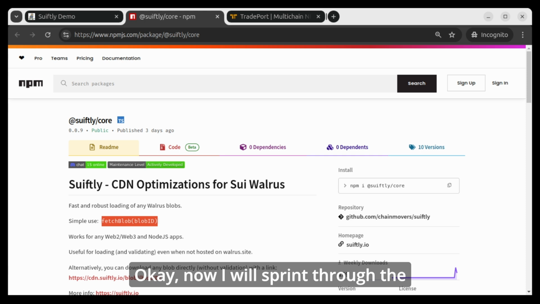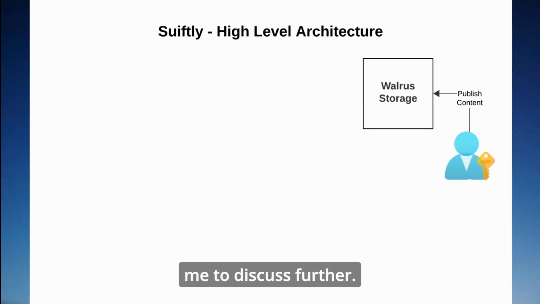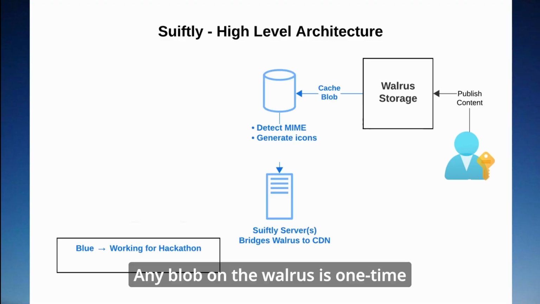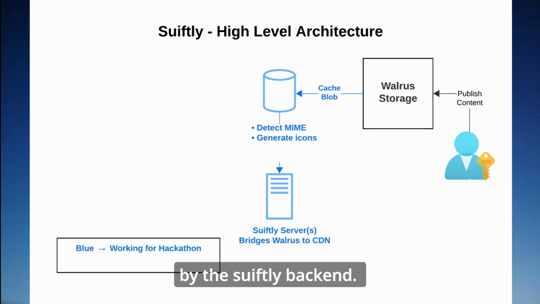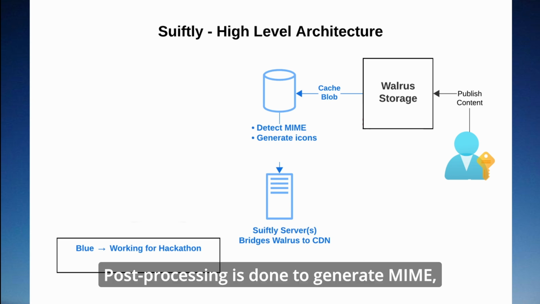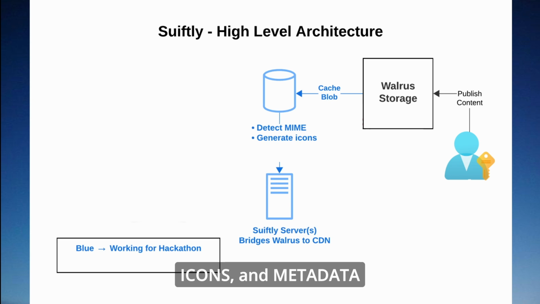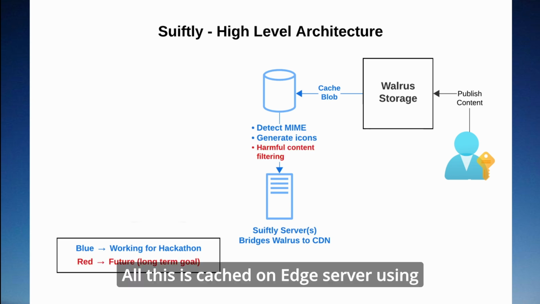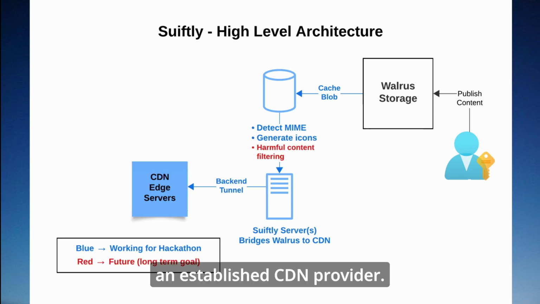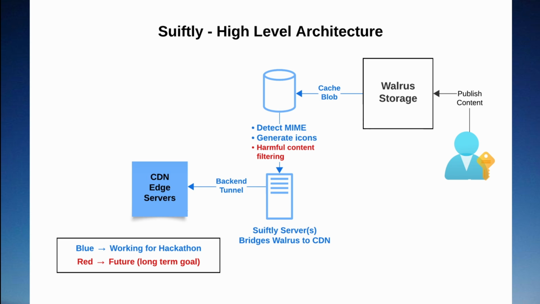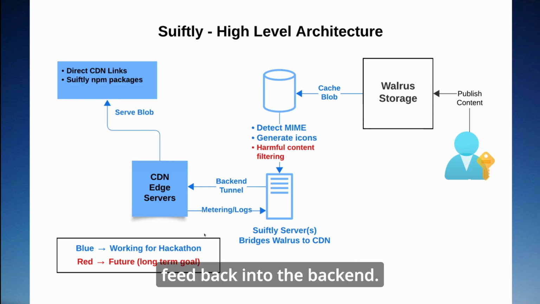Okay, now I will sprint through the design. Just contact me to discuss further. Any blob on Walrus is one-time aggregated and cached by the Suiftly backend. Post-processing is done to generate MIME, icons, and metadata. All this is cached on edge servers using an established CDN provider. Metering and logs are fed back into the backend.